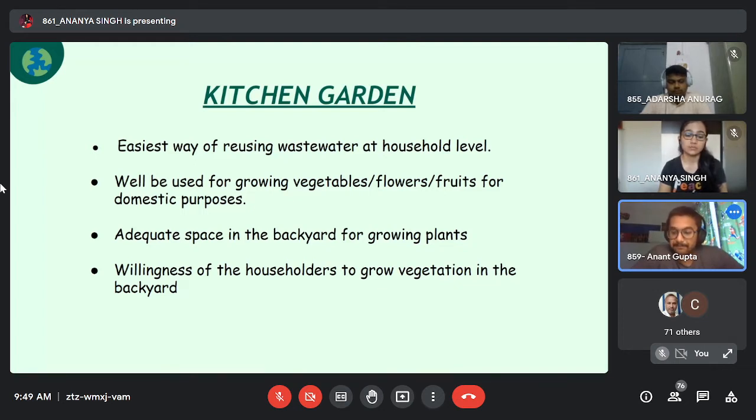Adequate space in the backyard for growing plants, along with the willingness of the house owners to grow vegetables, is also very important. The household water should pass through the Nahani trap to remove impurities. The Nahani trap should also be covered with a suitable screen to screen out solids from wastewater. This will ensure cleaner water. Now this wastewater can be directly used in the kitchen garden, or it can be first stored in a pit as per the requirement of the plants.